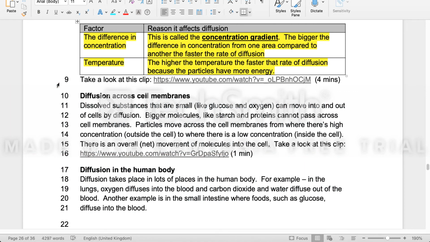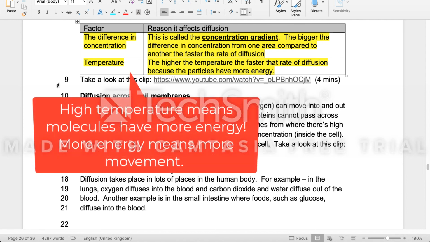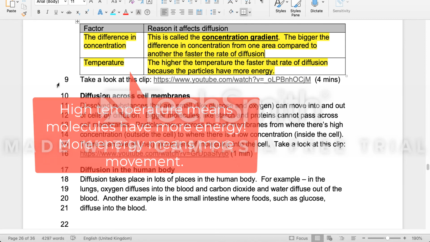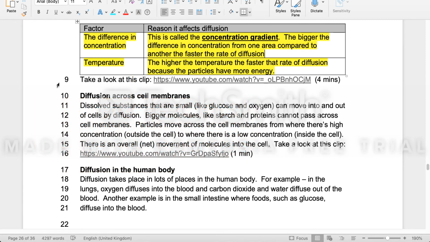The other one is a little bit easier to visualize and actually see, because you can actually see this happen. You can do this in your own home. All right? So the next factor is temperature. And it says that the higher the temperature, the faster that rate of diffusion, because the particles have more energy. And this is kind of a known fact in science, that when you have high temperature, then generally things have a lot more energy.